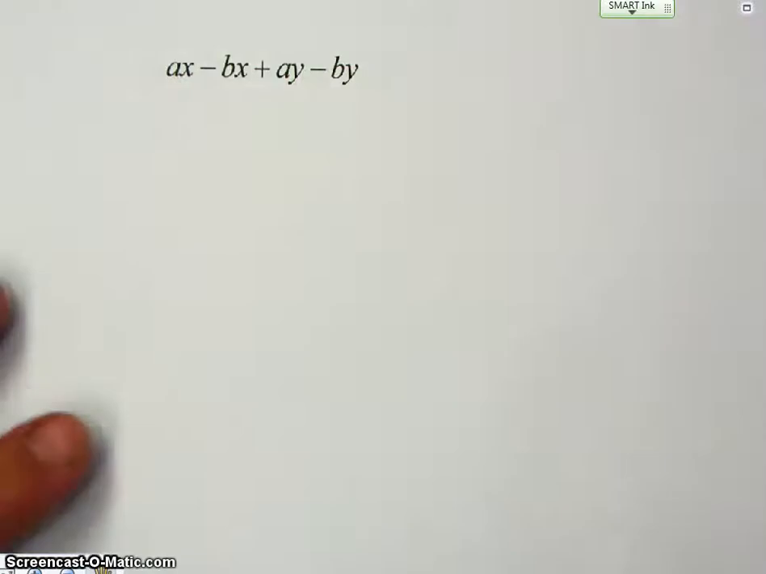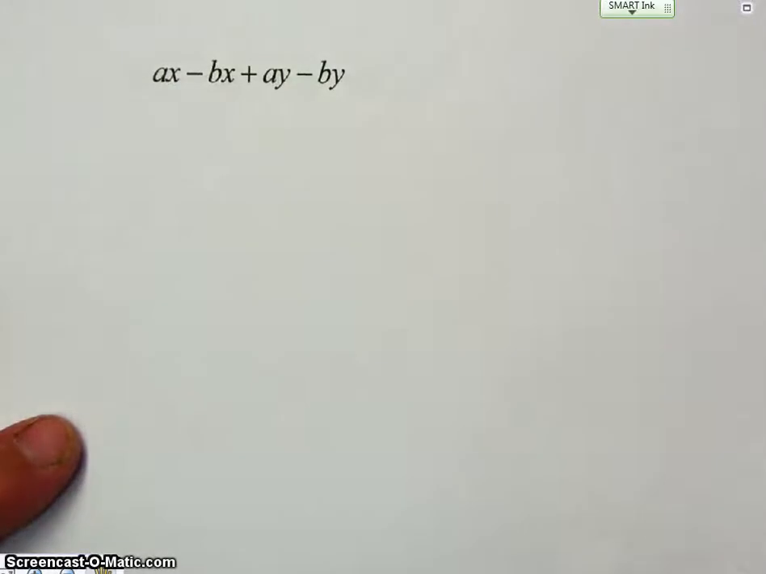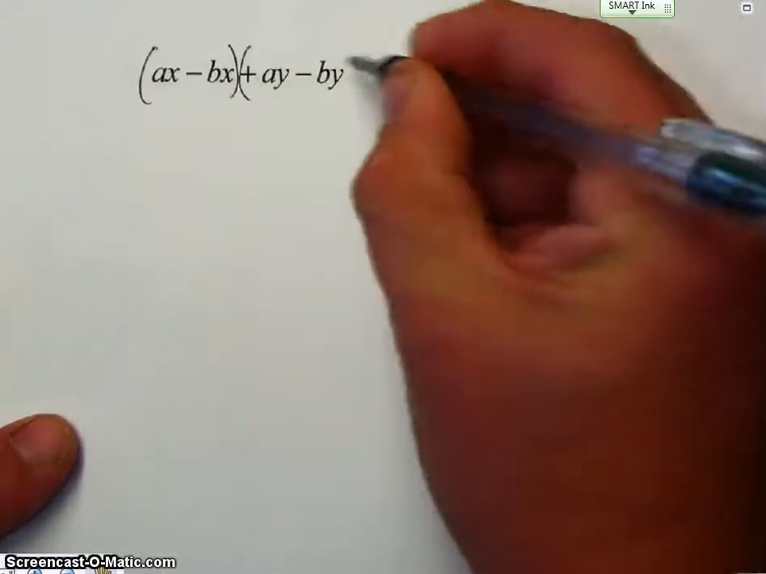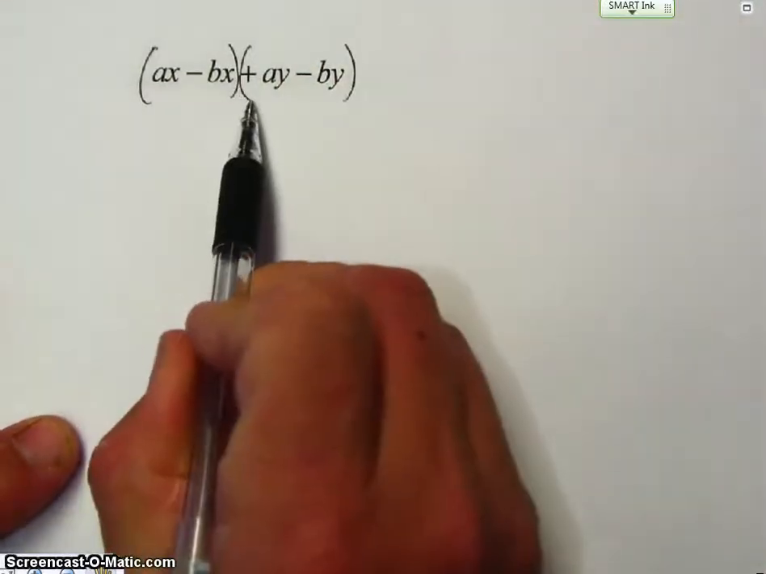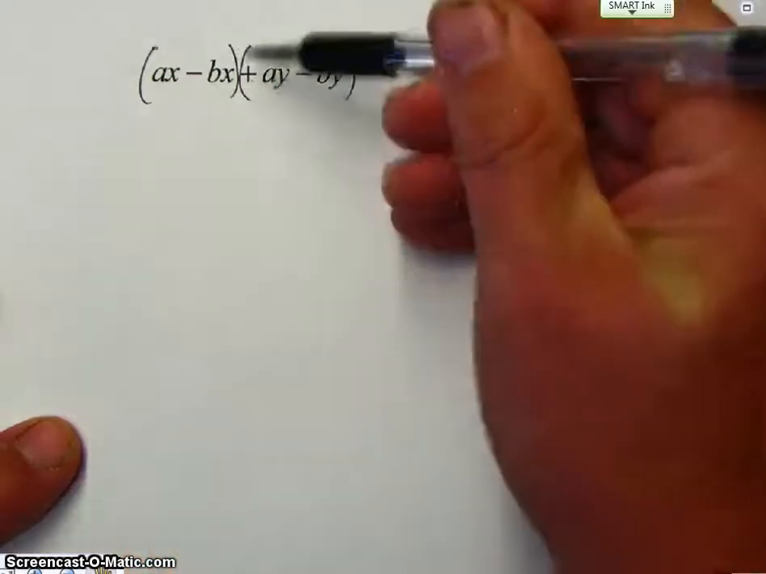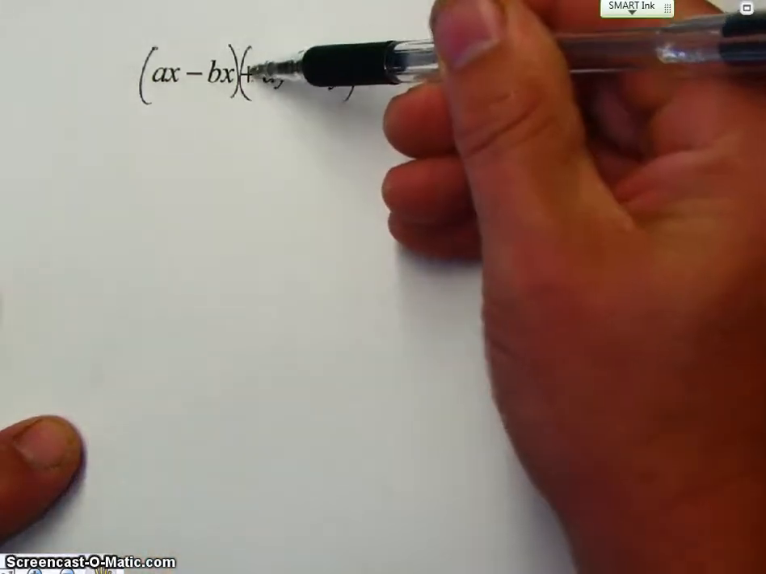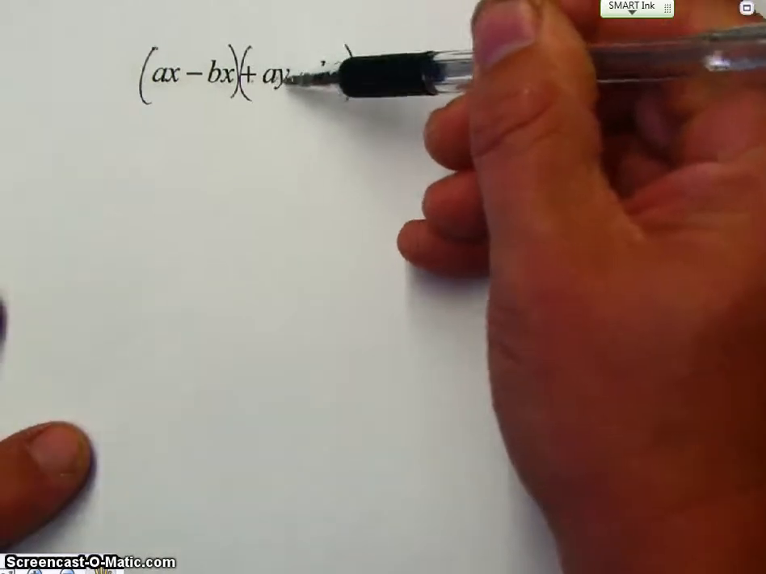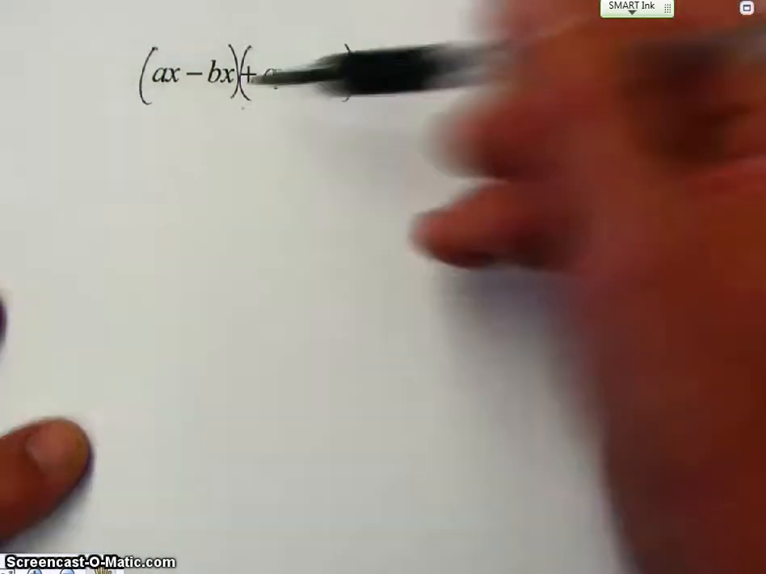All right, so for our first example, we'll keep it kind of simple. We group the first 2, group the last 2. Notice here how I put the parenthesis in front of the sign. You never put the parenthesis between the sign and the number or variable. Right? You never ever do that. Always put it in front.